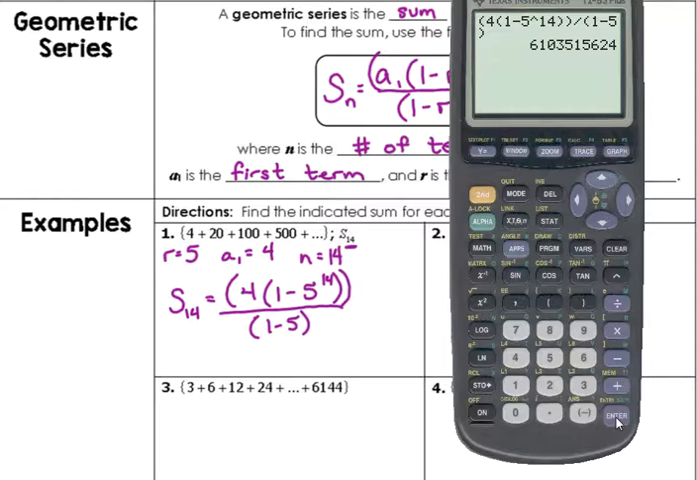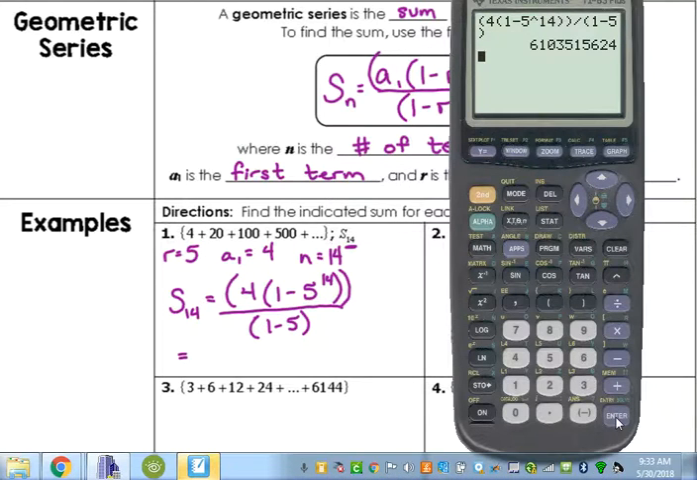So, really big number, but if you think about it, geometric series or sequences, they're getting really big, really fast, especially if you're multiplying by 5 every single time. So even just adding up the first 14 terms gives us 6,103,515,624. So, big old sum right there.